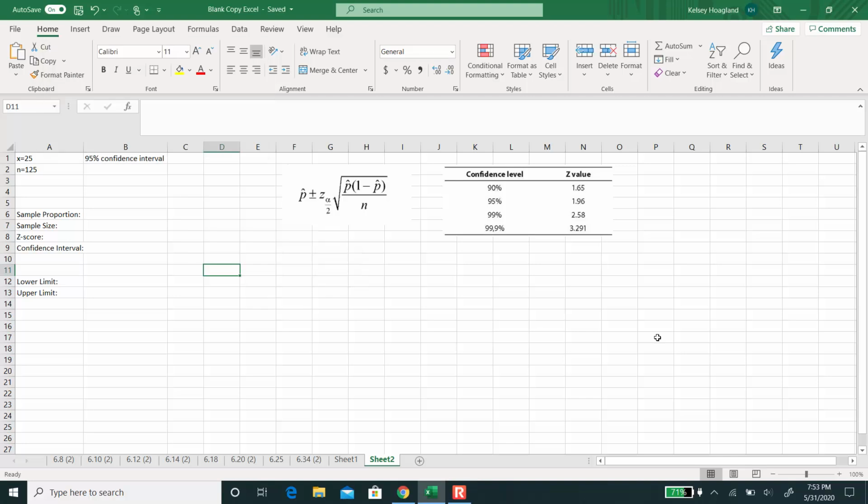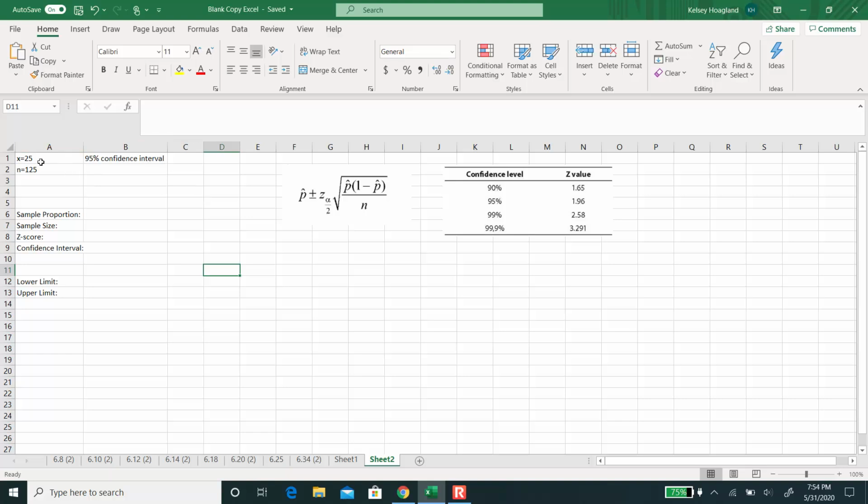Everyone, today we're going to find out how to do a confidence interval for a proportion. So right here is the equation to find a confidence interval for a proportion, and it states that p hat plus or minus the z-score times the square root of p hat times 1 minus p hat over n equals your confidence interval.